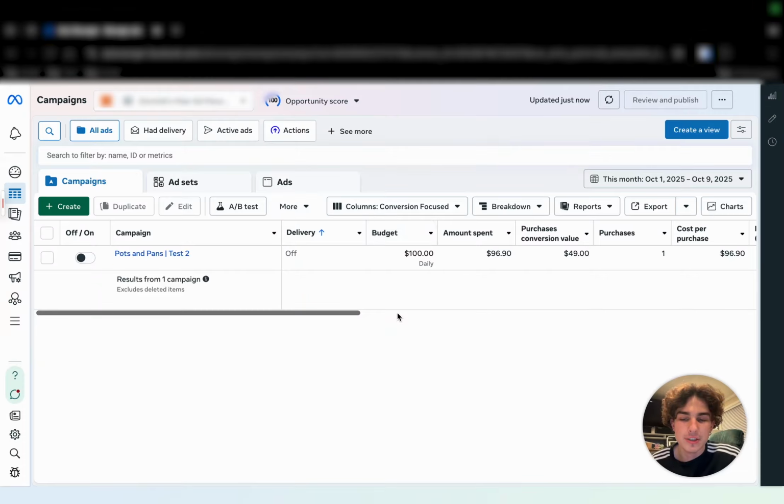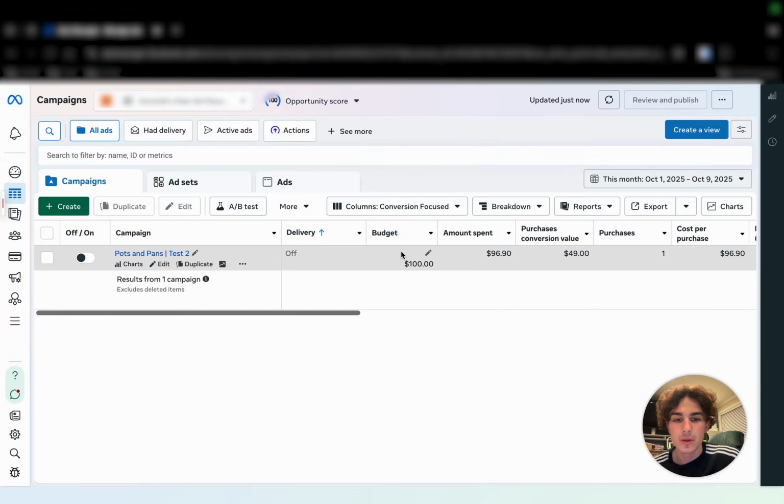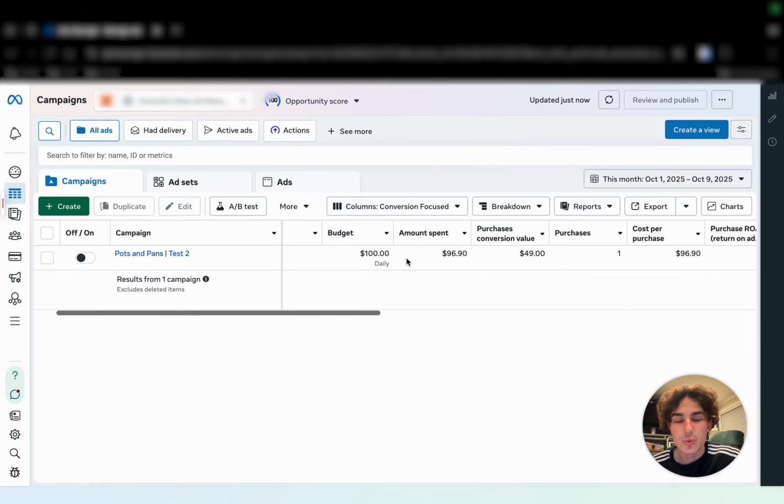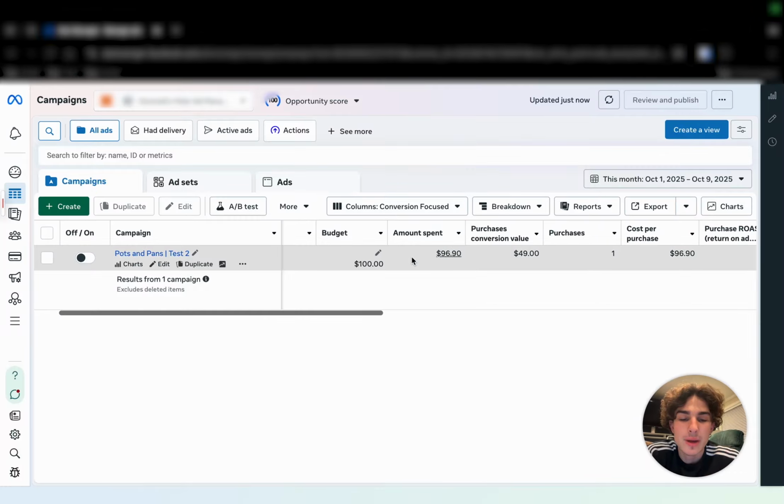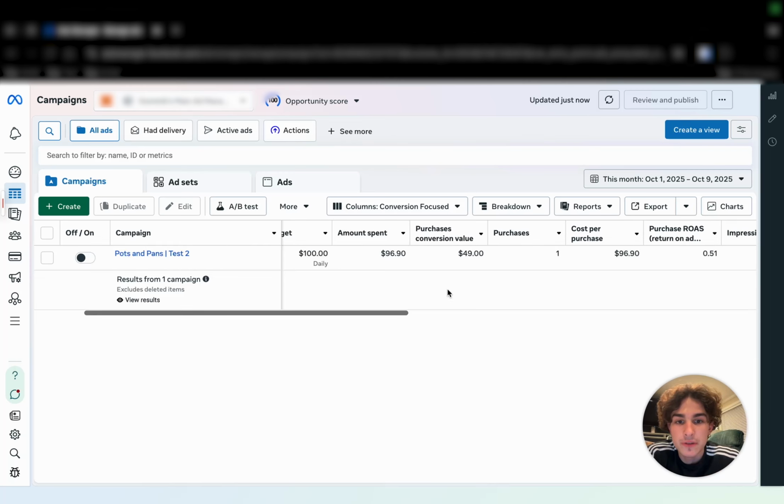Your next thing will be budget. Of course, budget, because you want to be able to raise it at will. Right after, you want to have amount spent. Right beside amount spent, you can see purchase conversion value. This is good because you can see the total revenue of all the purchases and the total amount spent. So just by looking at the amount spent and the total purchase conversion value, you can have a pretty good gauge of how successful your product is, and then we'll go into ROAS after.